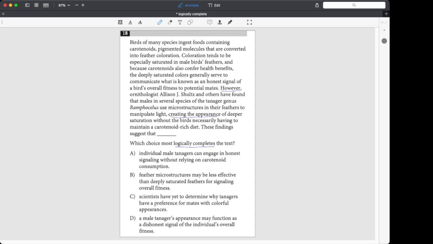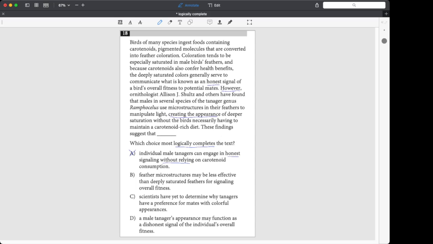Which choice completes the text? Okay, what about A? Individual male tanagers can engage in honest signaling without relying on carotenoid consumption. Now, this is pretty close to the finding because we knew that the birds didn't actually eat the carotenoids. But you might remember this "honest" thing. Is it honest? Didn't we just say it was faking it? And if we go back and look for that keyword in the passage, where did we read about "honest"? Oh yeah, up here. Honest is when they actually were eating the carotenoids. So that's directly contradicting the finding, so we're going to eliminate A.